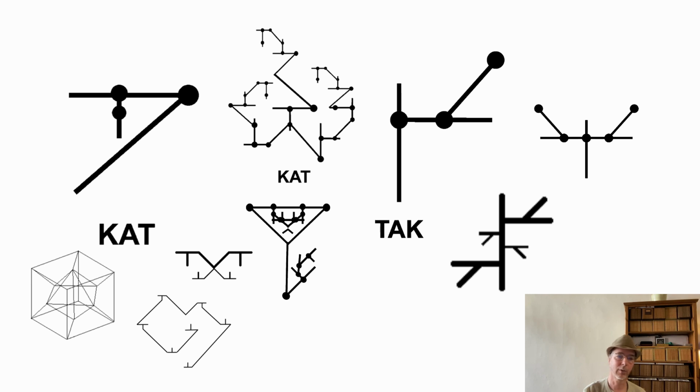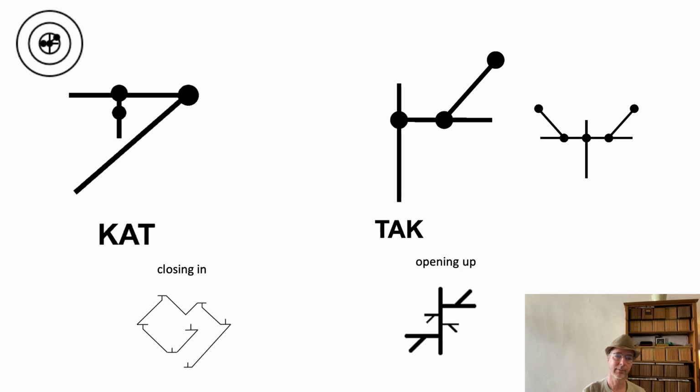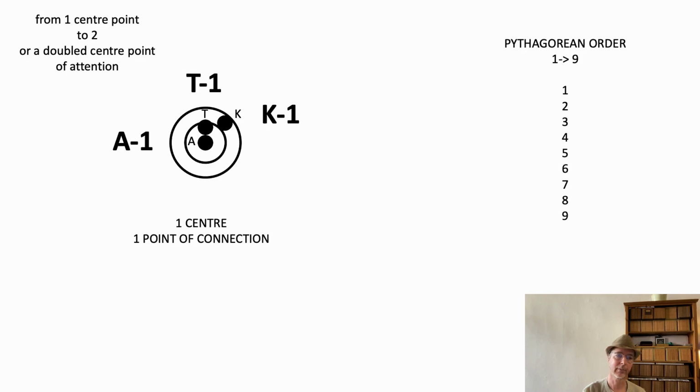With a cat you can make some variations, but they will all lead to comparable forms that are closing in, and the tack or branch is always with comparable forms that will open up. So cat will limit itself inwardly, the tack will extend outwardly. It will be closing in or opening up. So, from one center point of connection with the A, T and K, we'll now today go to the double center point of attention.